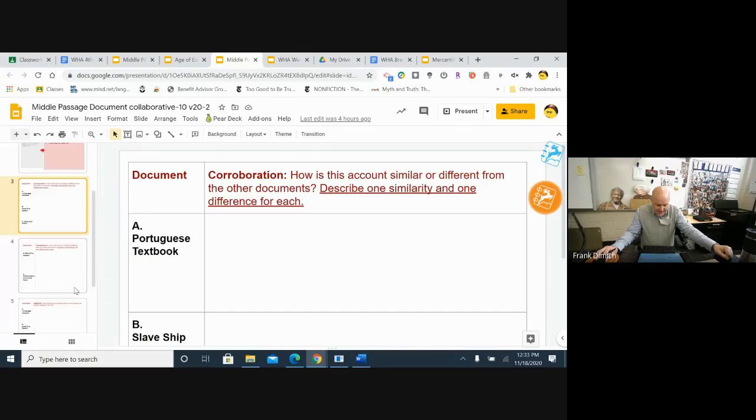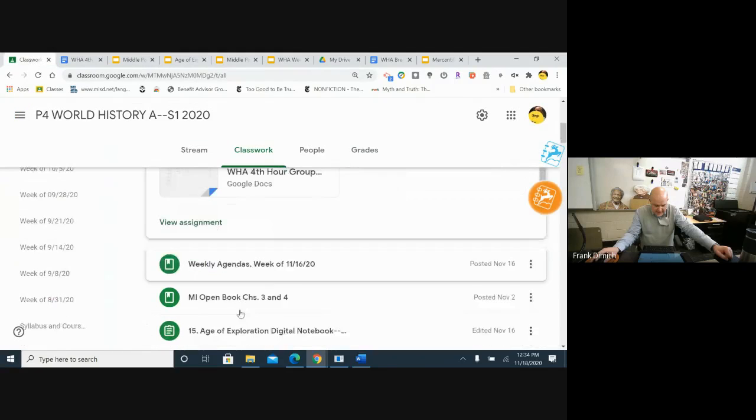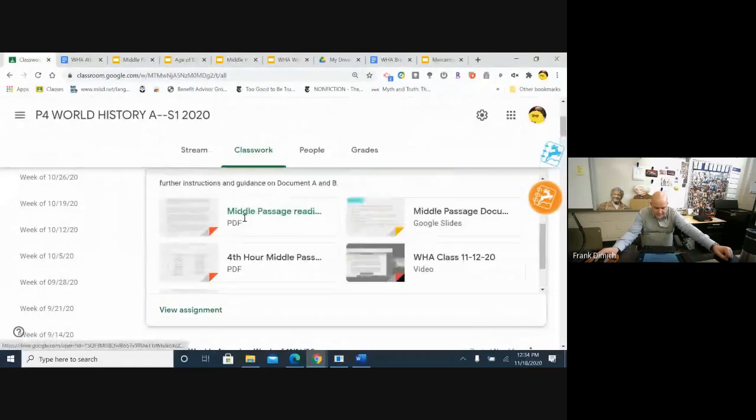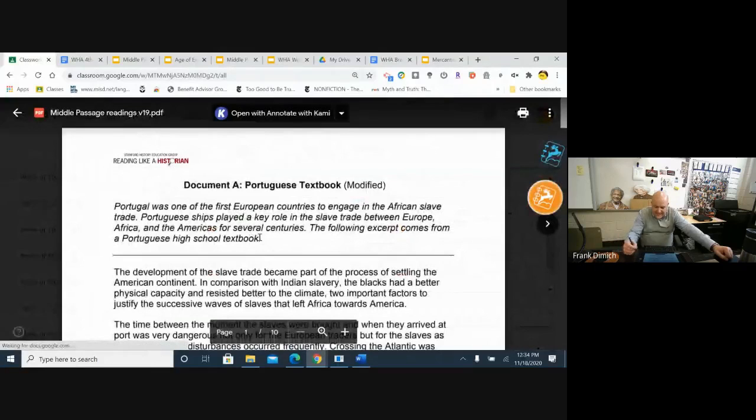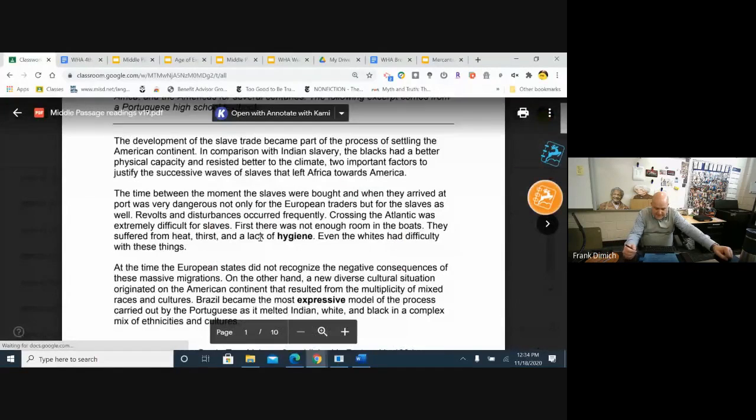Okay, so here we go. Once you've added these in, the corroboration, it's going to ask you, how is this account similar or different from other documents? So I'm going to keep this very simple. All you have to do is pick one document to compare, pick one document to contrast it with. So with the Portuguese textbook, this is where your people might be helpful. Like the person who had document A might be helpful here. And looking at, like a person who had document C, but you could also open up the PDF and look at it as well.